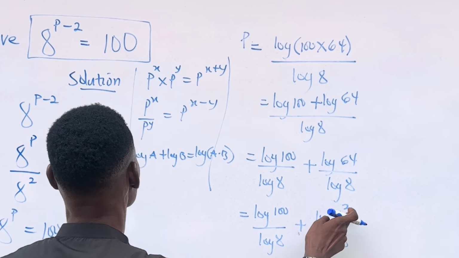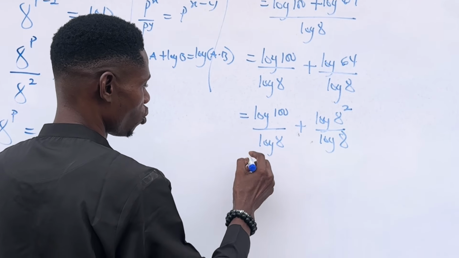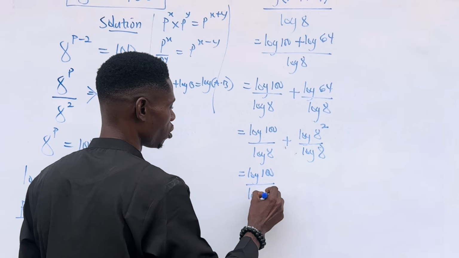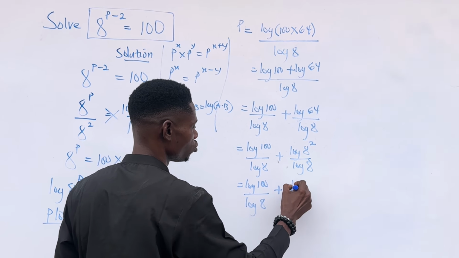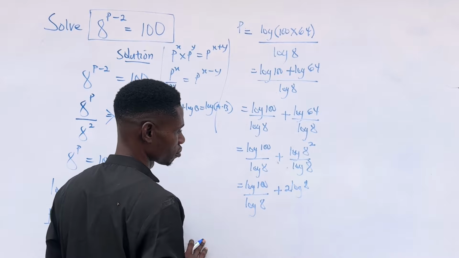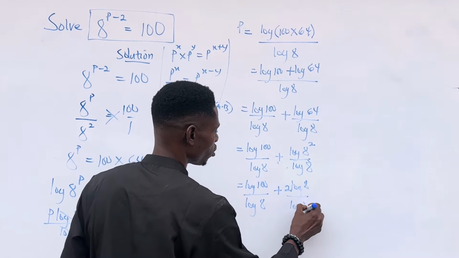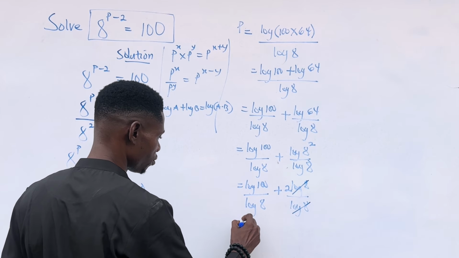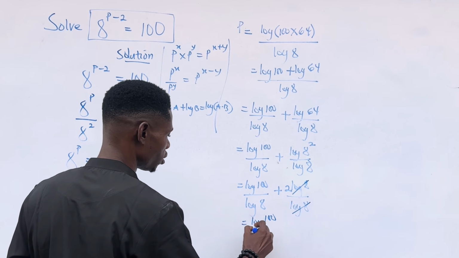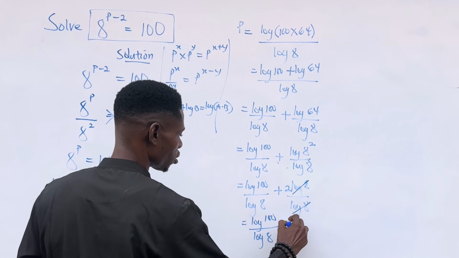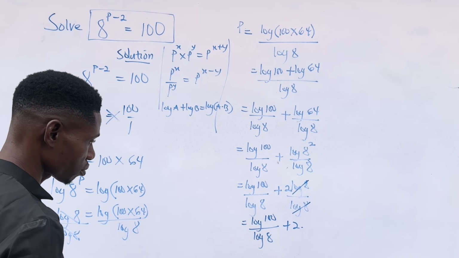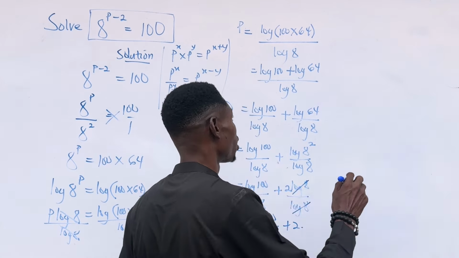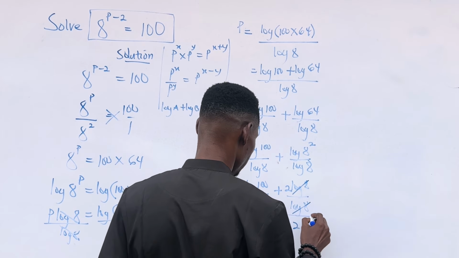Now this power 2 can be brought down here. So we have log 100 over log 8 plus 2 log 8 over log 8. So log 8 will cancel log 8. So we have log 100 over log 8 plus 2. So that's our p.